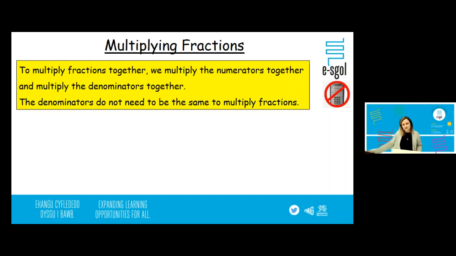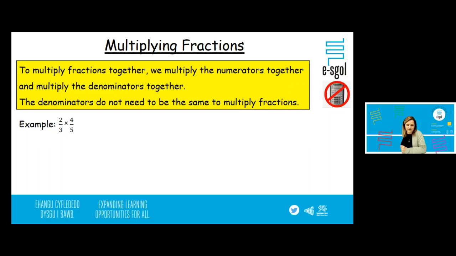Now, multiplying fractions is heavily involved with our probability work, so this is a skill that is needed within this topic. To multiply fractions together, we can multiply the numerators together and then multiply the denominators together. What is kind of a downfall for some is that you will look at them and think, I've been told I've got to have the denominators the same. Now that is true for adding and subtracting fractions. For multiplying fractions, the denominators do not need to be the same. You are simply multiplying the numerators and then the denominators.